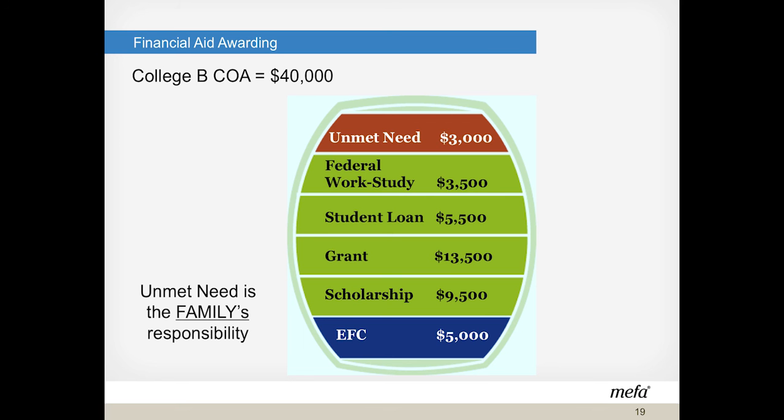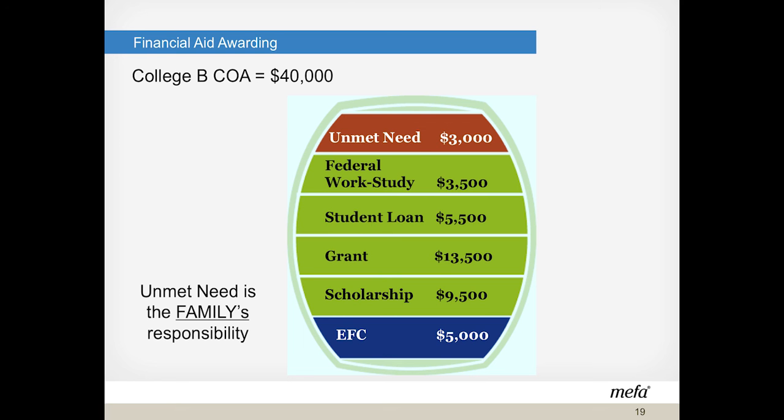And one more example here of how colleges award financial aid. In this example, I am a student with an EFC of $5,000, and you can see that at the bottom of your screen. Let's say I'm considering a college, College B, which costs $40,000. This entire barrel, this entire illustration represents $40,000. So at the bottom of the barrel is my EFC, what I am supposed to contribute as a family. Colleges then try to fill in the rest of the barrel.